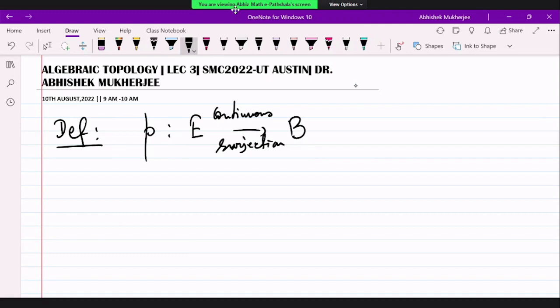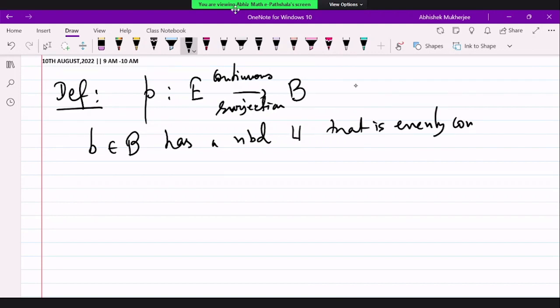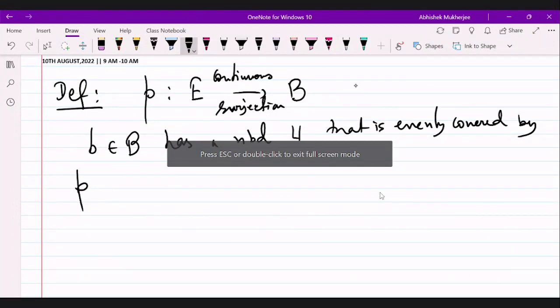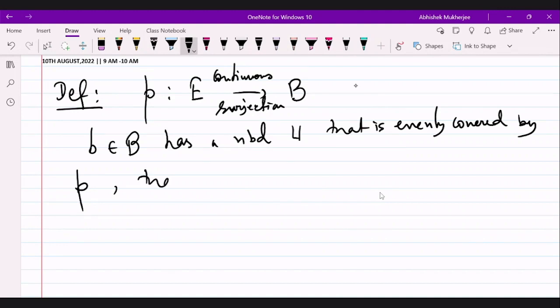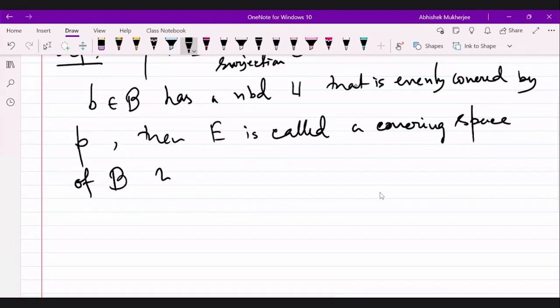Assuming this, we can say that if it happens to be true for every point of B, that is, if you take any point from the space B, this point has a neighborhood U that is evenly covered by small p, then you can say that E is called a covering space of B, whereas p is called a covering map.